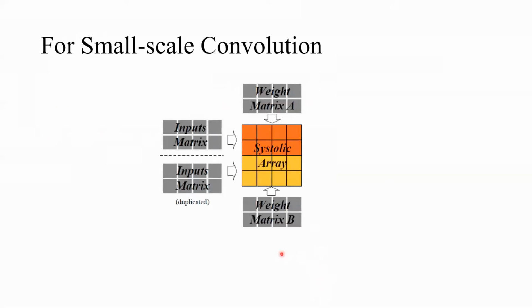For small-scale convolution, we split the array into two parts. In this case, the input feature dimension suitable for the systolic array is halved. It can solve the problem of small-scale convolution.